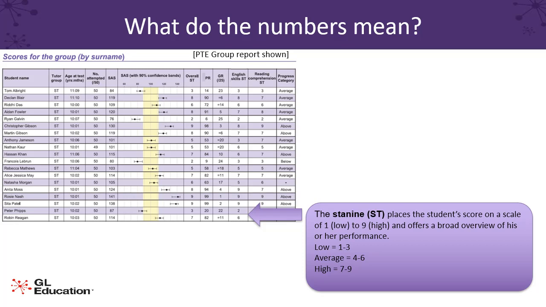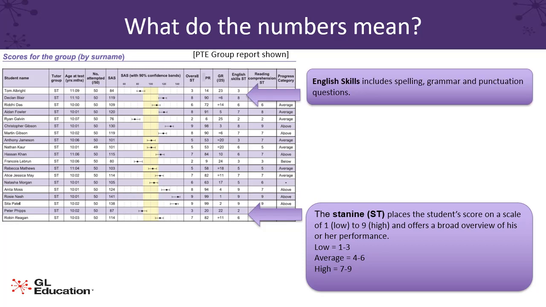Stanines are particularly important in the Progress Test English assessment in highlighting any differences which may exist between students' English skills and reading comprehension skills. Where there's a difference of more than 2 between Stanines, this is significant and requires further investigation. English skills include spelling, grammar and punctuation questions. Stanines are also a key metric in Progress Test Science, but more on that shortly.